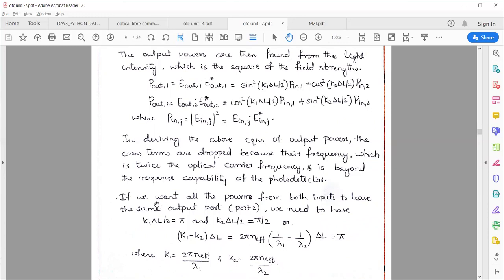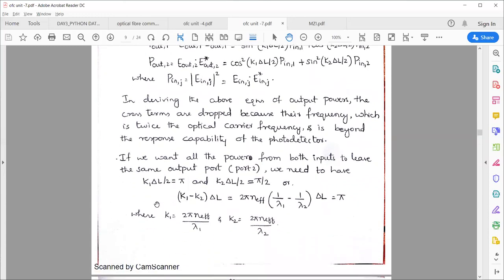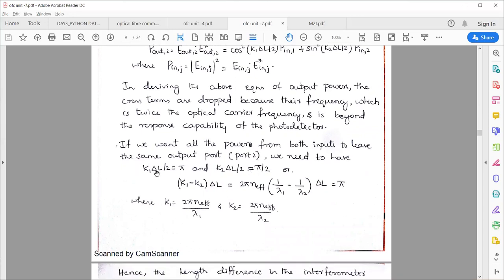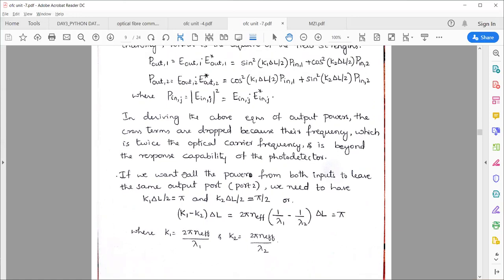So let me come to the final stage of the derivation. If you want all the power from both the inputs, that is E in 1 and E in 2, to leave the same output port, which is what we are aimed at, that is port 2, we need to have some condition: K1 delta L by 2 should be equal to pi, K2 delta L by 2 should be equal to pi by 2. So why are we putting those conditions?